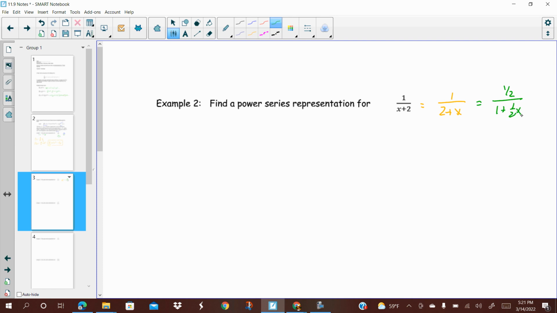And we need it to be minus in the denominator. So we need that to be a 1 minus something. So we're going to write this as 1/2 over 1 minus negative 1/2 x. Okay, all of these are exactly the same. This is all exactly the same as 1 over x plus 2. We've just rewritten it in a way so that it's easy for us to be able to tell what a and r are. So a here is a half, where r is negative 1/2 x.